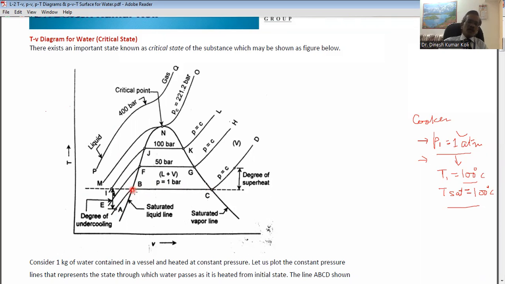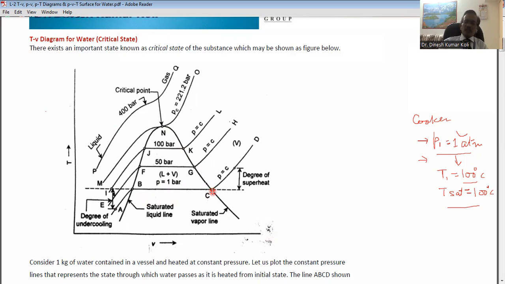At point B, we have 100% water, but it is saturated water. Between points B and C, we have a mixture of water and water vapor. At point C, all the water has been converted into steam. Point C lies on the saturated vapor line, so it indicates the condition of the steam, which is dry saturated steam.